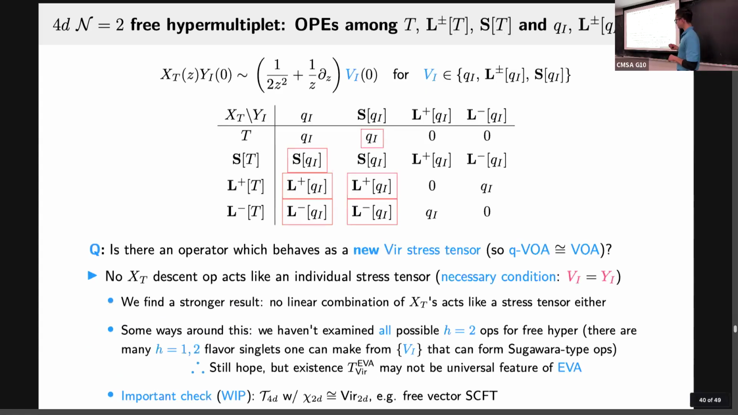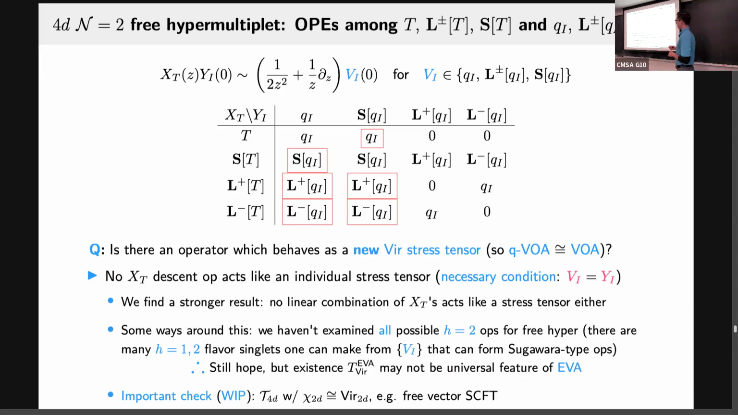Okay, moving on then. These are the OPEs that you get when you consider T and its descent operators with Q and its descent operators, and they all take this sort of Virasoro-like structure, where V here is either the fundamental Schur operator or one of its descent operators. The immediate question you want to ask is: is there an operator which behaves as a new Virasoro stress tensor, so our quasi-VOA gets enhanced to a VOA? And the answer is no.